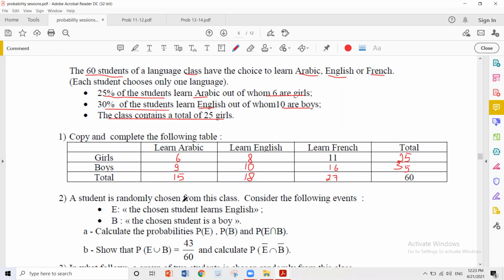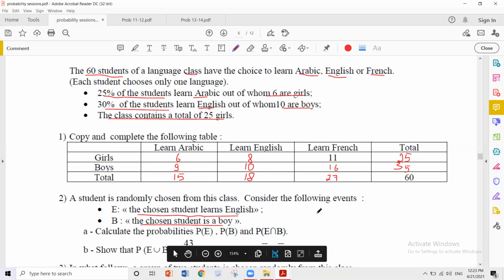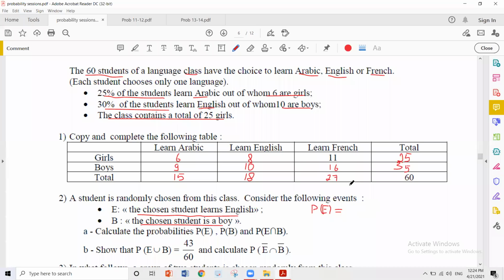A student is chosen randomly from this class. Consider the following events. So we choose one student. E: the chosen student learns English. B: the chosen student is a boy. What is the probability of E and the probability of B? What is the probability that E? George, what is the probability that the chosen student learns English? 0.30. 30% of students learn English.